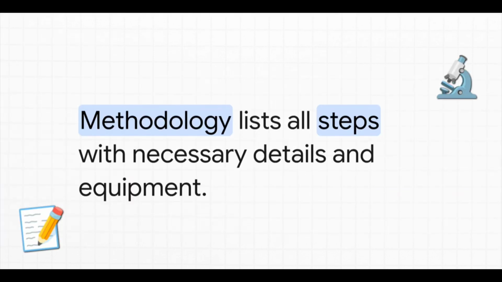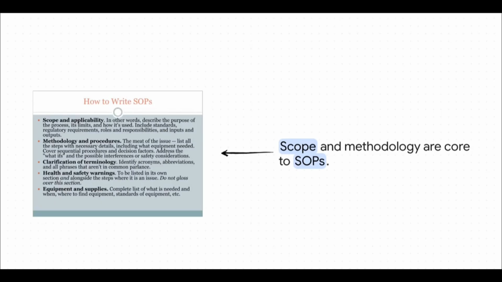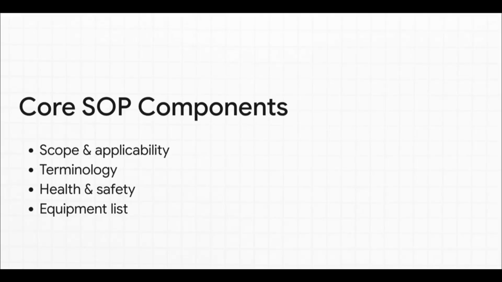Okay, so once you get past all that formal front matter, you finally arrive at the methodology and procedures. And let me tell you, this is the absolute meat of the issue. This is where the actual action happens. When we really break down the core anatomy, you realize SOPs require an insanely dense level of detail. It moves from the initial scope and applicability right down to the nitty-gritty, step-by-step methodology and decision factors. It's not just a quick guide on what to do. It's about anticipating and addressing all the what-ifs and any possible interferences that could pop up. Let's zoom in on these critical inner organs just a bit more.